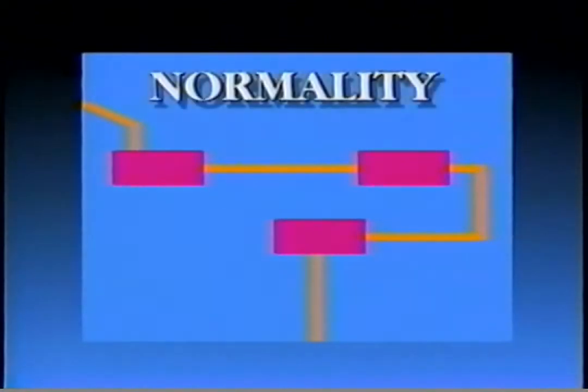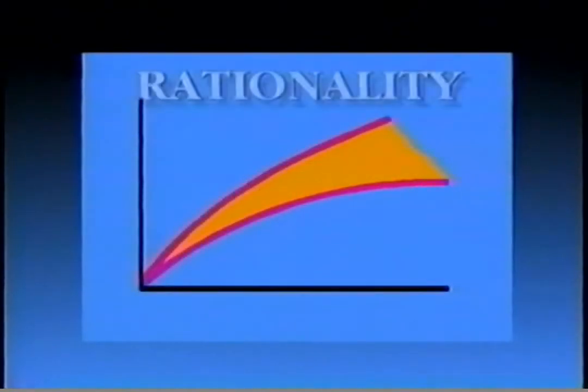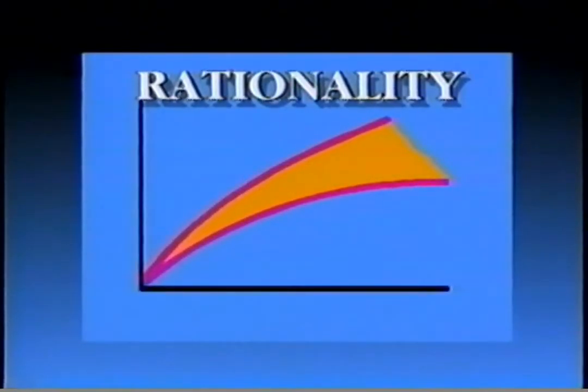ODB II checks components and functions in two ways. One is the concept of normality. Normality is when the system checks for open or short circuits. The second utilizes a concept we call rationality, in which components or groups of components can be checked for rational or predictable performance based on total input from all the related systems.